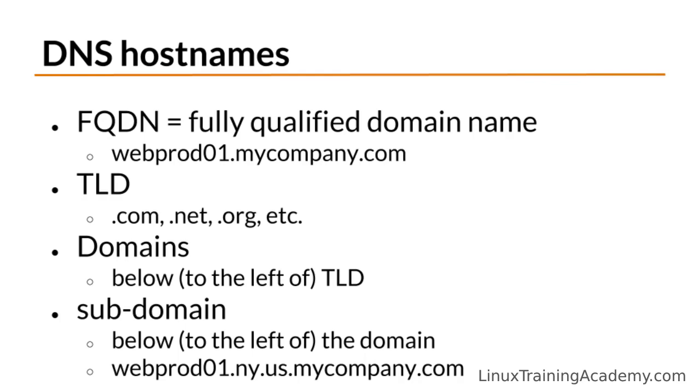However, domains can be further divided into subdomains. Let's say my company wants to use subdomains to identify where a server is located. It could use a country domain such as us.mycompany.com and maybe even a state domain, something like ny.us.mycompany.com. If our web server were in New York, its FQDN might actually be webprod01.ny.us.mycompany.com. Subdomains do not have to correspond to geographical regions. They can be anything the DNS administrator has configured.